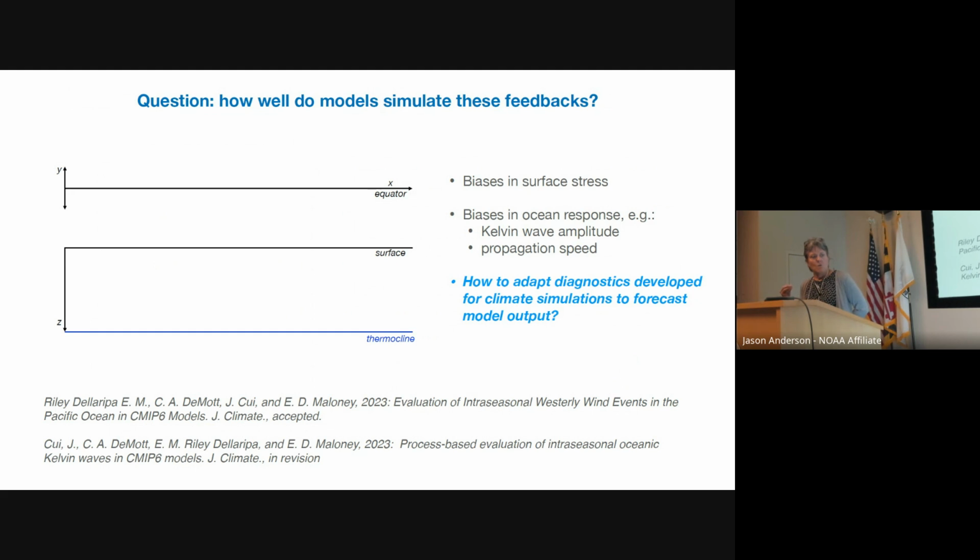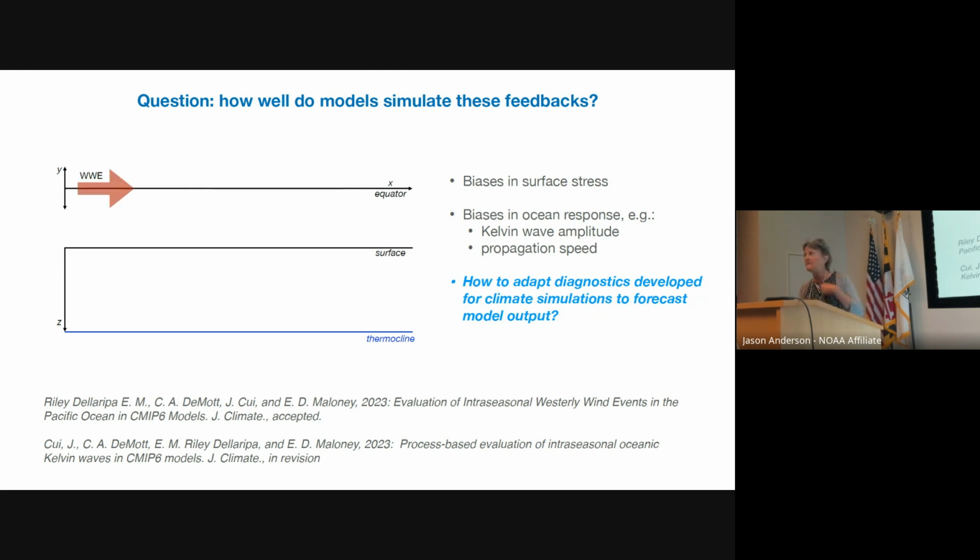When we ask how well the model simulates these events, you can think of it both in terms of the forcing, the westerly wind event, and the ocean Kelvin wave, which is the response. On the top here, I've drawn a downward-looking XY view along the equator. Down here is a longitude-depth illustration, and this is just a little cartoon to show you what we'll be looking at.